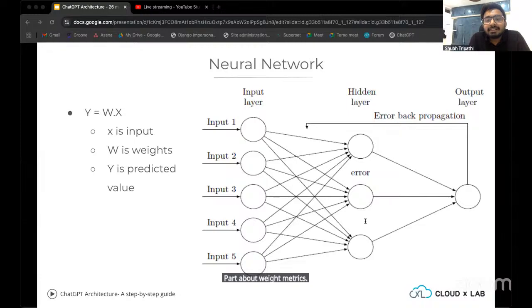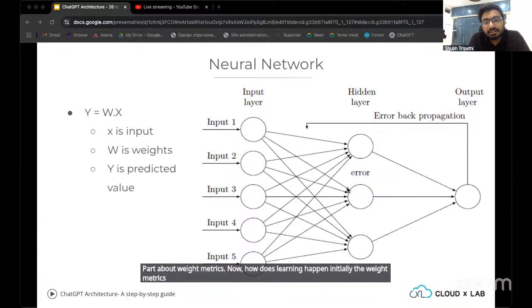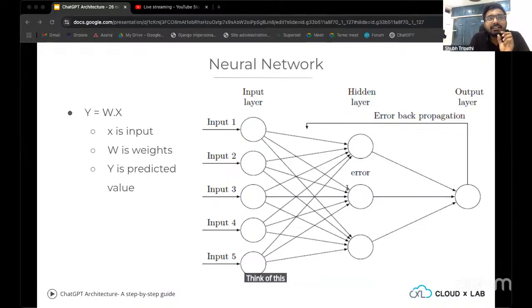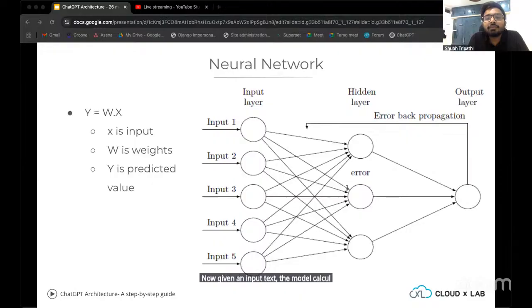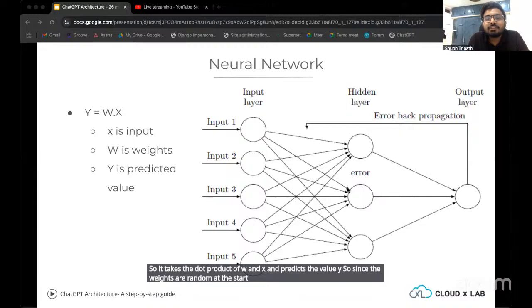Now, how does learning happen? Initially, the weight matrix is either set to random values or to zero. Think of this as setting all the knobs to random positions or turning them all off. Given an input x, the model calculates an output y using y = W · x. Since the weights are random at the start, the initial predictions are usually incorrect.